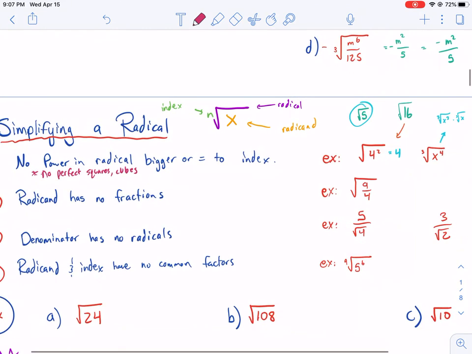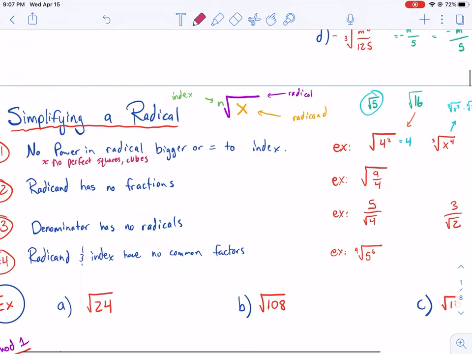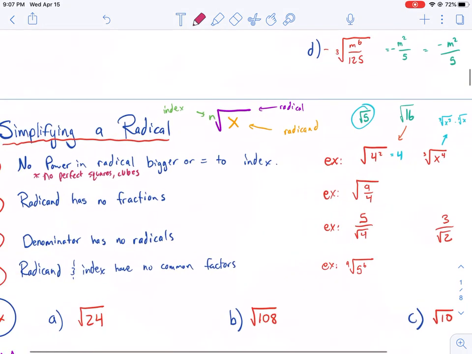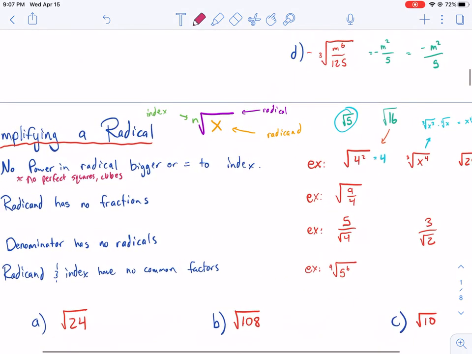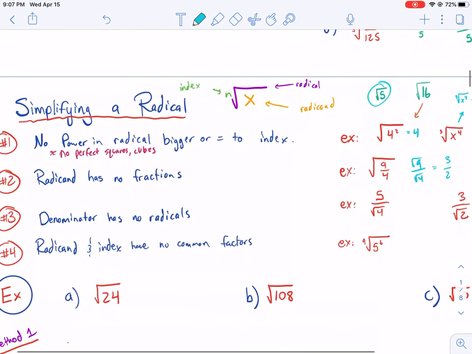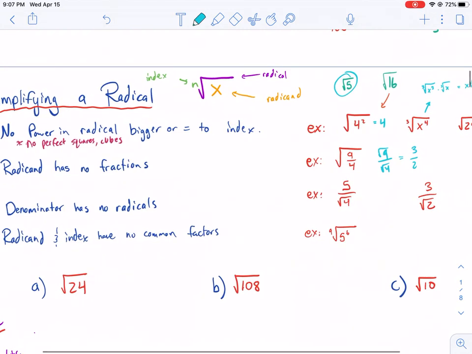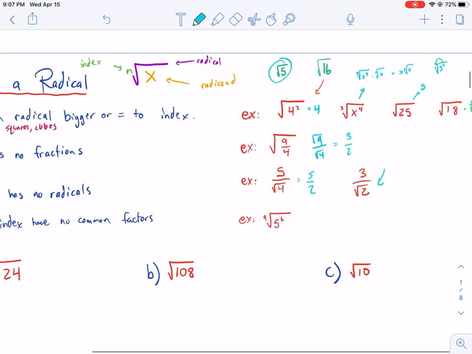The radicand has no fractions, so there shouldn't be any fractions in the radicand. You need to get rid of those if possible. So then we have this. We should simplify to square root of 9 over square root of 4. Now there's no fractions in the radicand, and now it can be 3 over 2. The denominator has no radicals. I'm going to show you that a little bit later, but you cannot just leave it like that. If you have 5 over square root of 4, that's going to be 5 over 2. And then this needs to be simplified. I will show this in a later video.